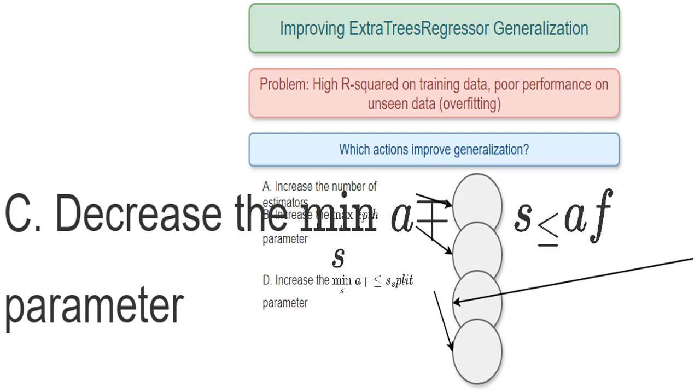This parameter determines how many data points, at minimum, must be present for a node to become a leaf node in a decision tree.